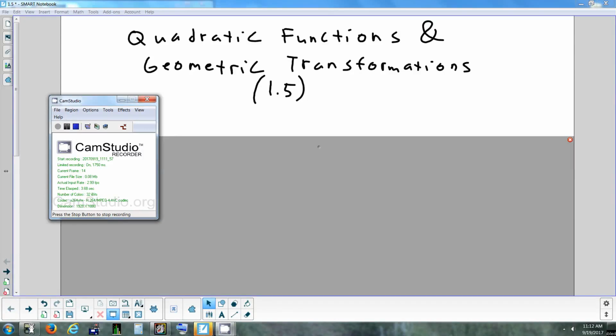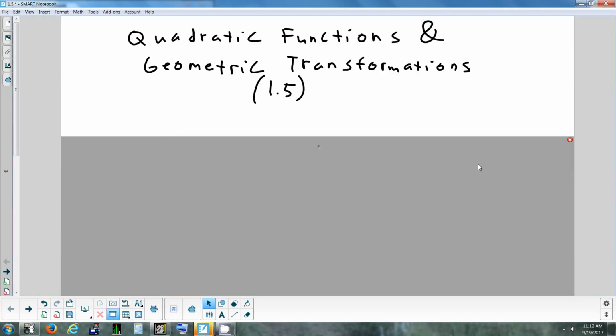All right, so today we're going to take a look at section 1.5, which is on transformations. So basically, we're going to sketch parabolas, and we're going to look at different ways we can transform them. What would you have to do to the equation to, say, shift the parabola up, down, left, or right, or even to stretch the parabola out? Okay, so that's what we'll look at.